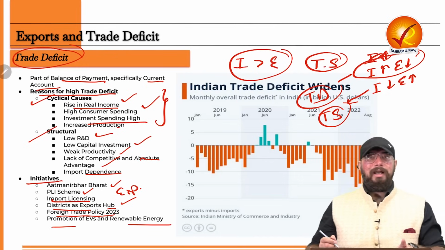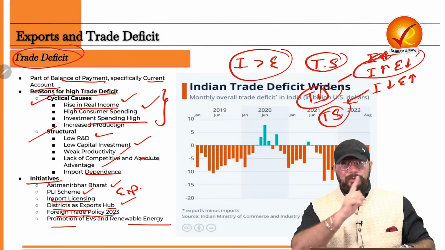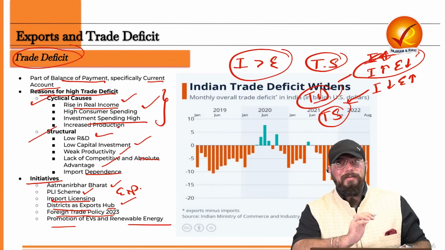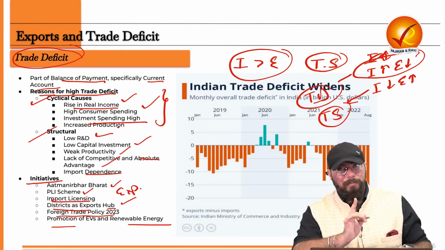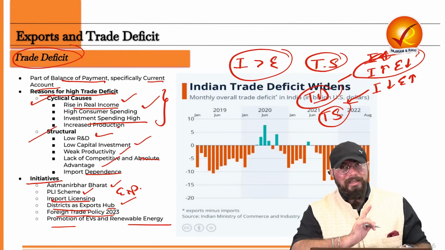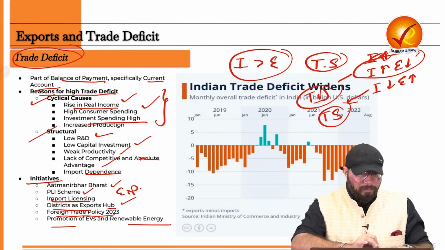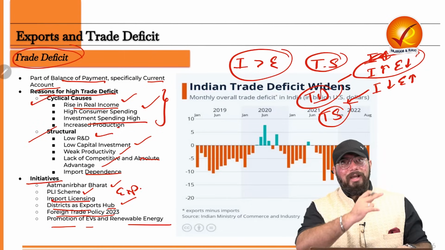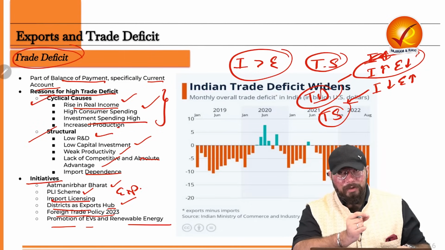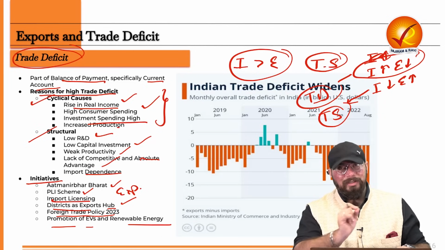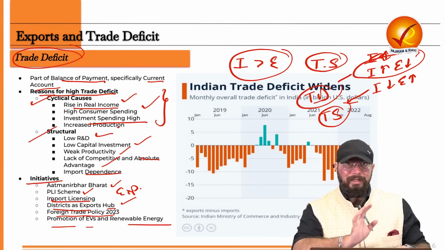Promotion of EVs and renewable energy. Now, I told you, when we were discussing the structural reasons, that we are heavily dependent on the import of crude oil and petroleum. If that is the case, we should find an alternative in our country. That is, we should focus more on electric vehicles, we should focus more on renewable energy, so that the dependence on import of crude oil is reduced. And eventually it will solve the problem of the trade deficit of India as well.